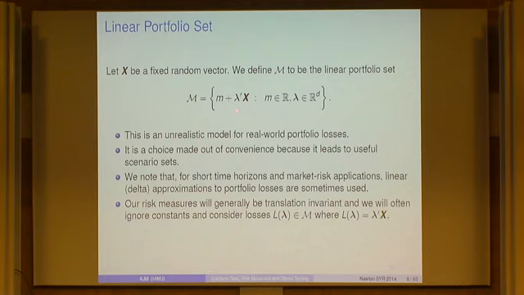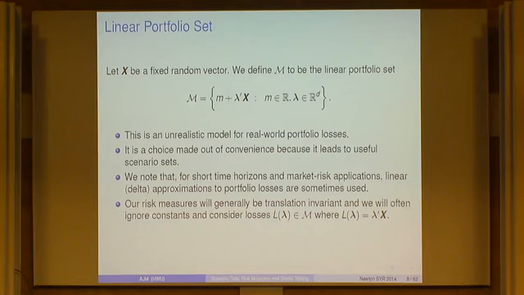So lambda times x, the scalar product, some lambda i xi, and I can also add or subtract constants. And so that's my linear portfolio set. Just right away at the start, this is not considered a realistic model for real-world portfolio losses. It is just the means by which I can make a connection between.